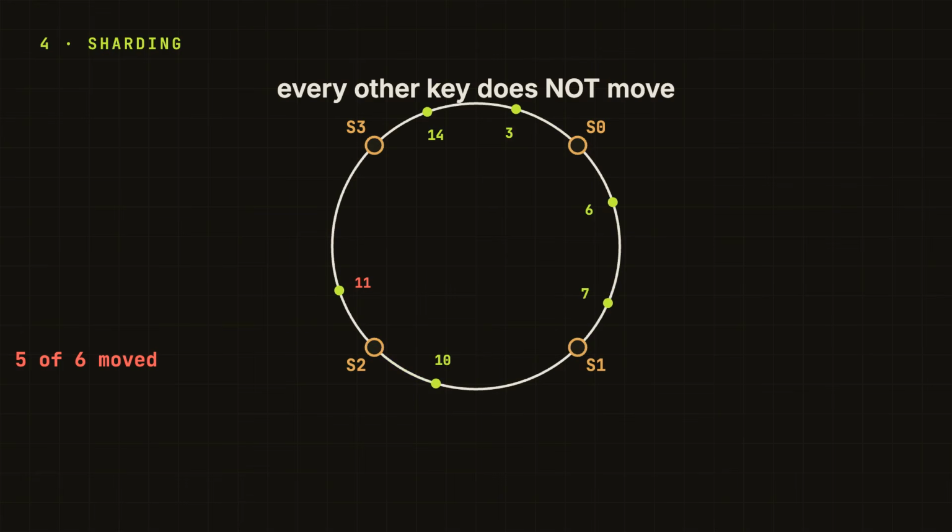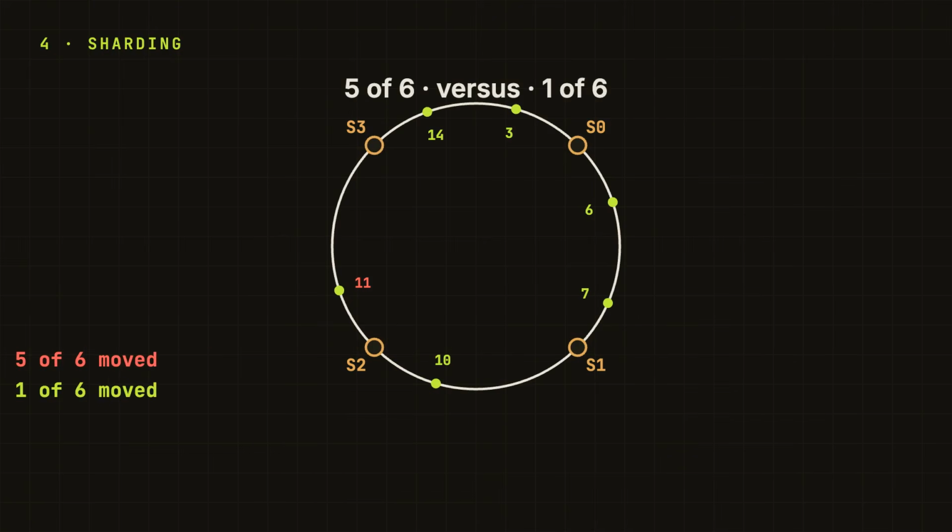This is a whole difference from the modern approach where changing the number changes the answer for every key. That is why consistent hashing is such a famous, important idea. And there is a common refinement worth naming: virtual nodes, where each real shard is placed at many points around the ring instead of one, which spreads the load more evenly and smooths things out when a shard joins or leaves.